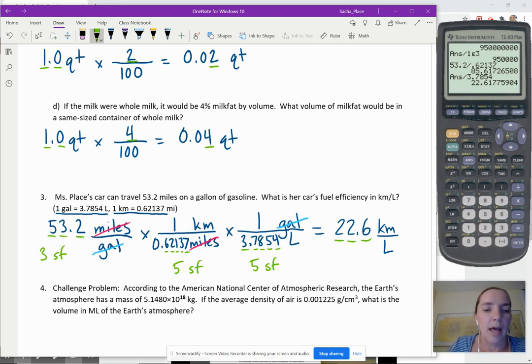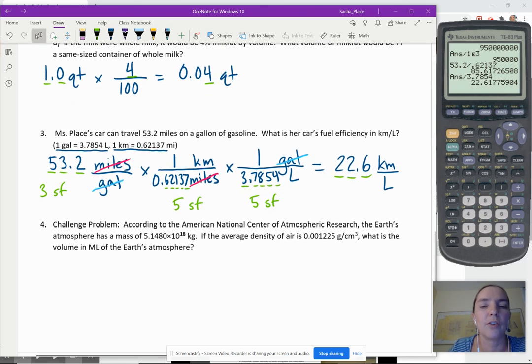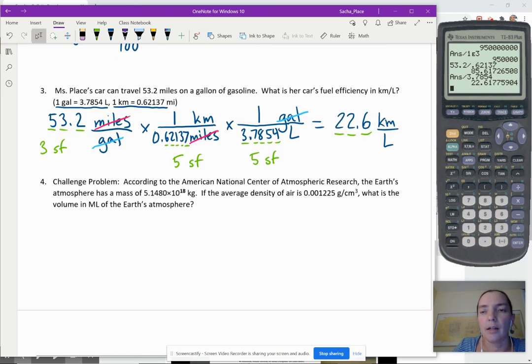All right, so here's our last problem, and I'm calling this a challenge problem because you're using a unit conversion that is given to you in the problem, but it's sort of disguised as a density. So take a look at this, give it a try, pause the video, and then come back and see if you got the right answer.